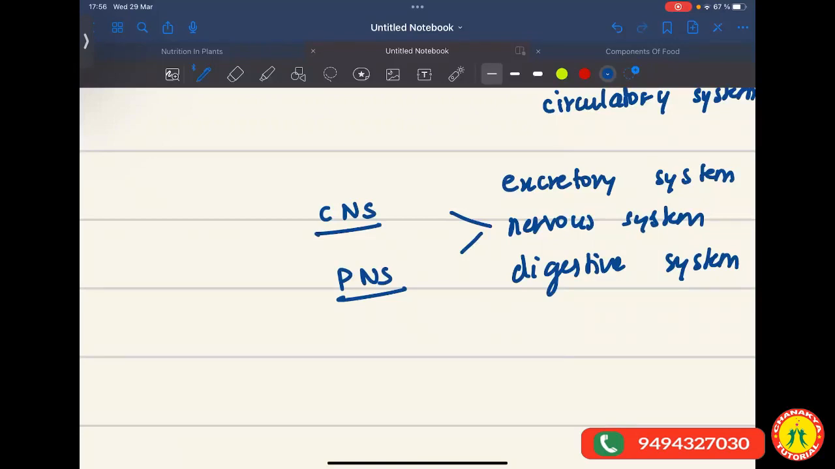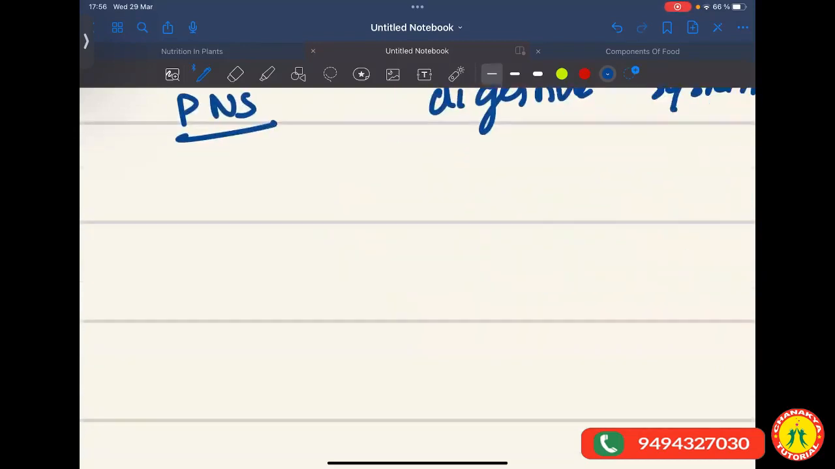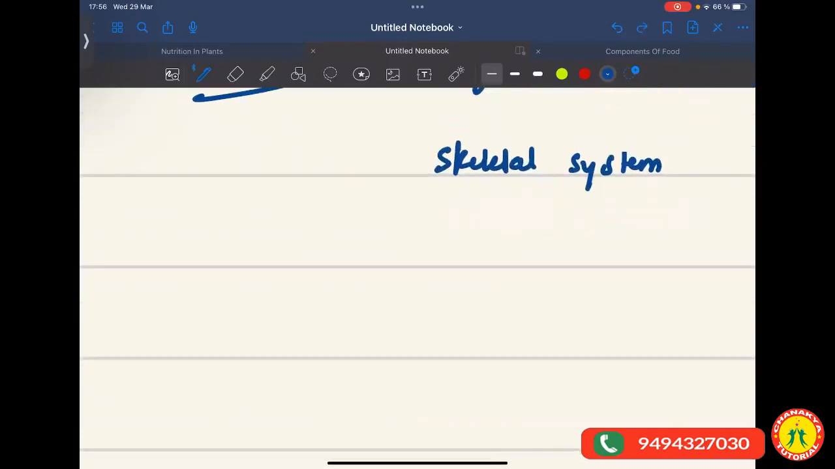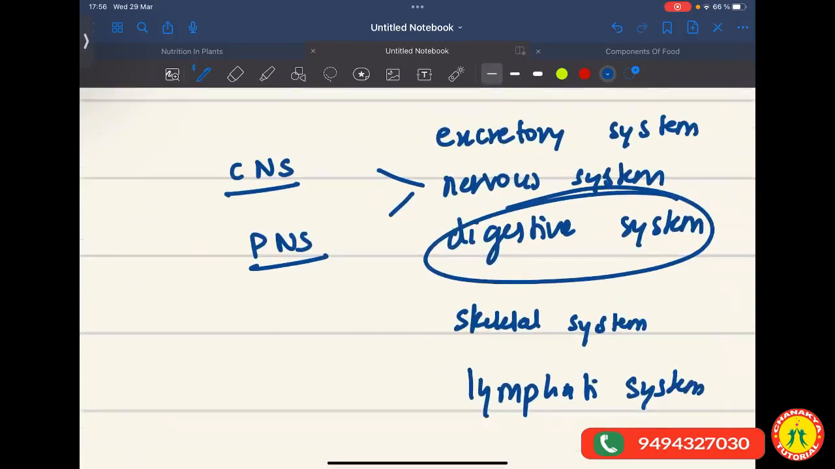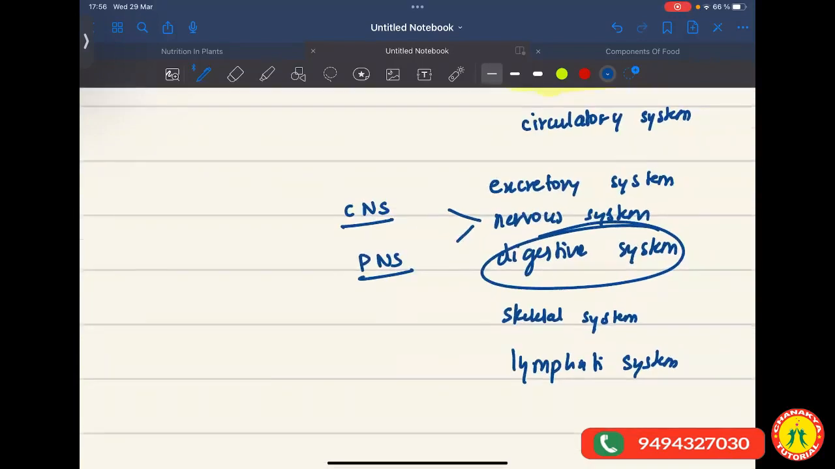What are the systems? So many other systems. You can easily tell me. You have the skeletal system. Then you have the lymphatic system. These are all bigger terms. So today we'll be focusing on the digestive system, from how our food gets inside our body to how it leaves our body.